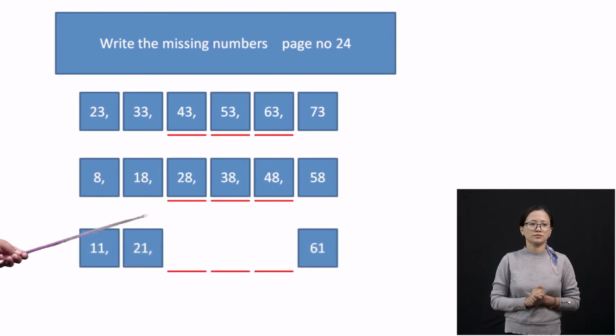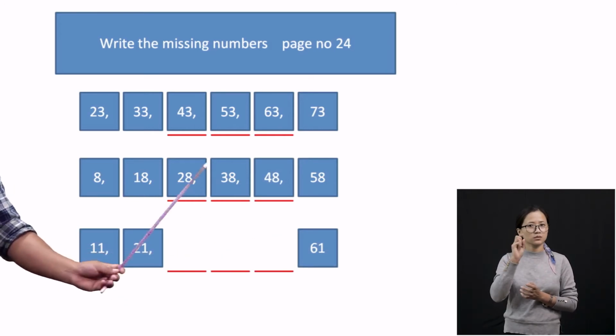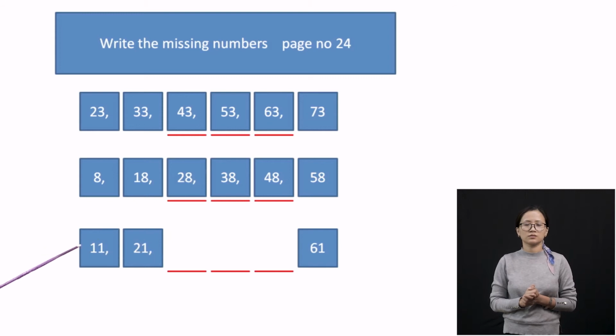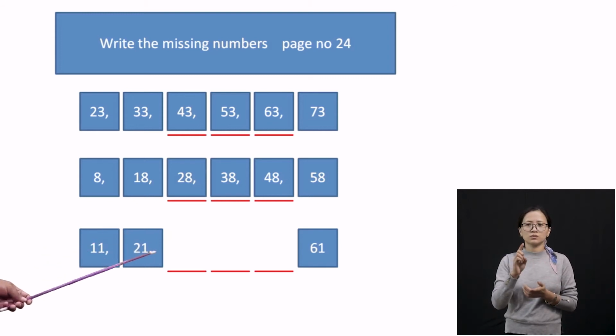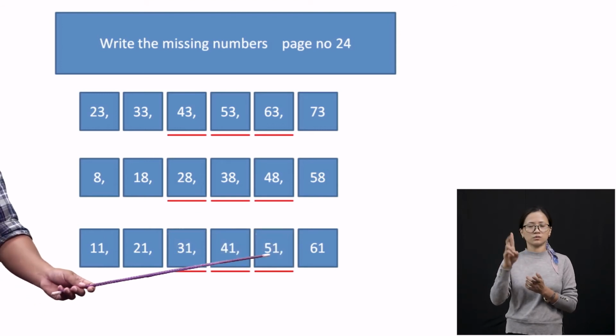Okay, children? Similarly, the number is ending with 1 here. 11, 21, and the number given is 61. So, to fill up, we will write 11, 21, 31, 41, 51, and 61.